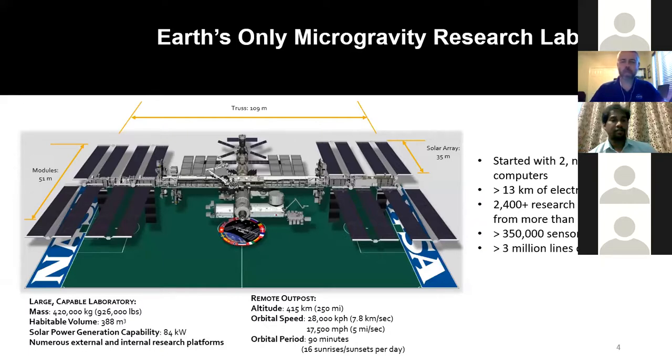We're flying at an average altitude of about 415, 420 kilometers, going 28,000 kilometers per hour. 28,000 kilometers per hour is pretty hard to visualize, but it's about 8 kilometers per second. So every second you're moving 8 kilometers. So it takes you about 90 minutes to go around the Earth.